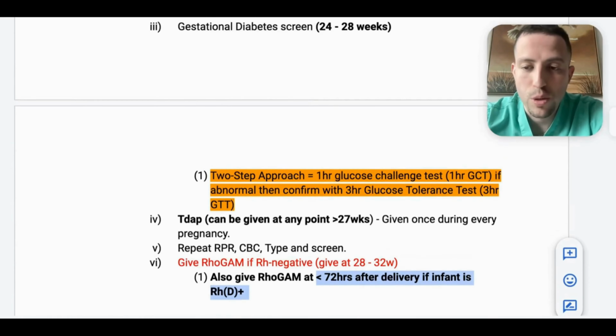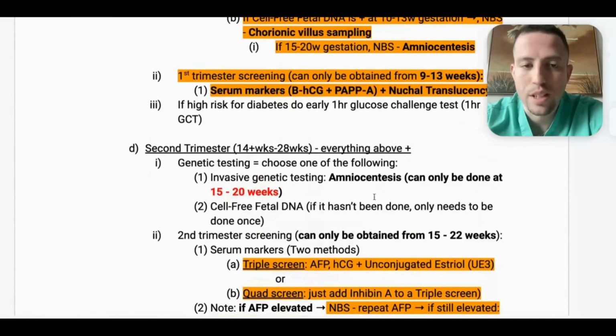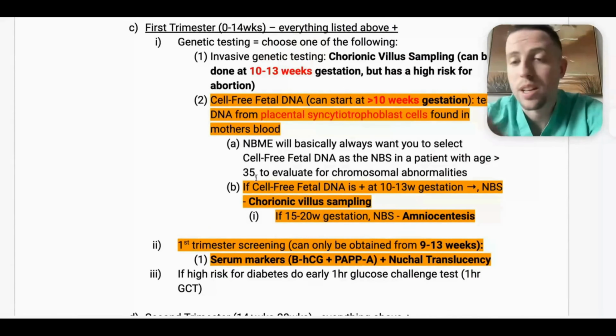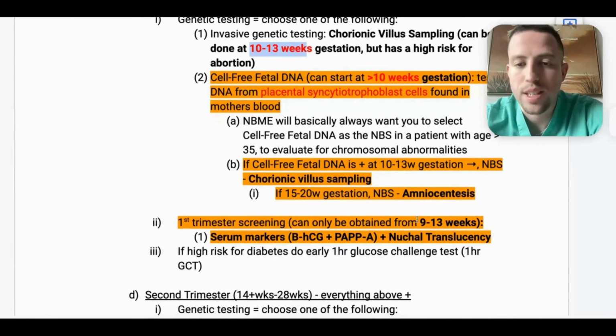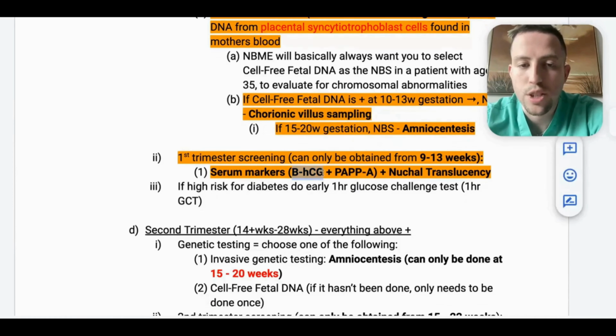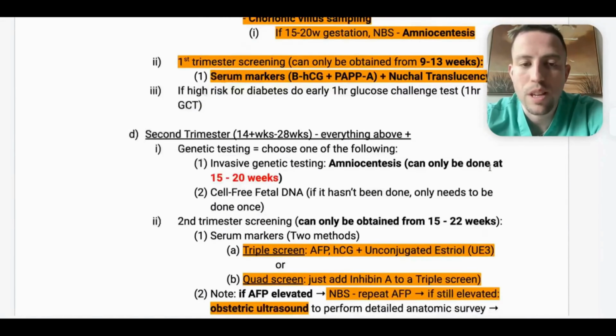All right, so most high-yield things so far. We talked about the genetic testing. You have cell-free fetal DNA. It's done after 10 weeks, at least one time during pregnancy. Chorionic villus sampling is at 10 to 13 weeks. Amniocentesis is at 15 to 20 weeks. You can do first trimester screening with beta-HCG, PAPP-A, as well as nuchal translucency at 9 to 13 weeks.